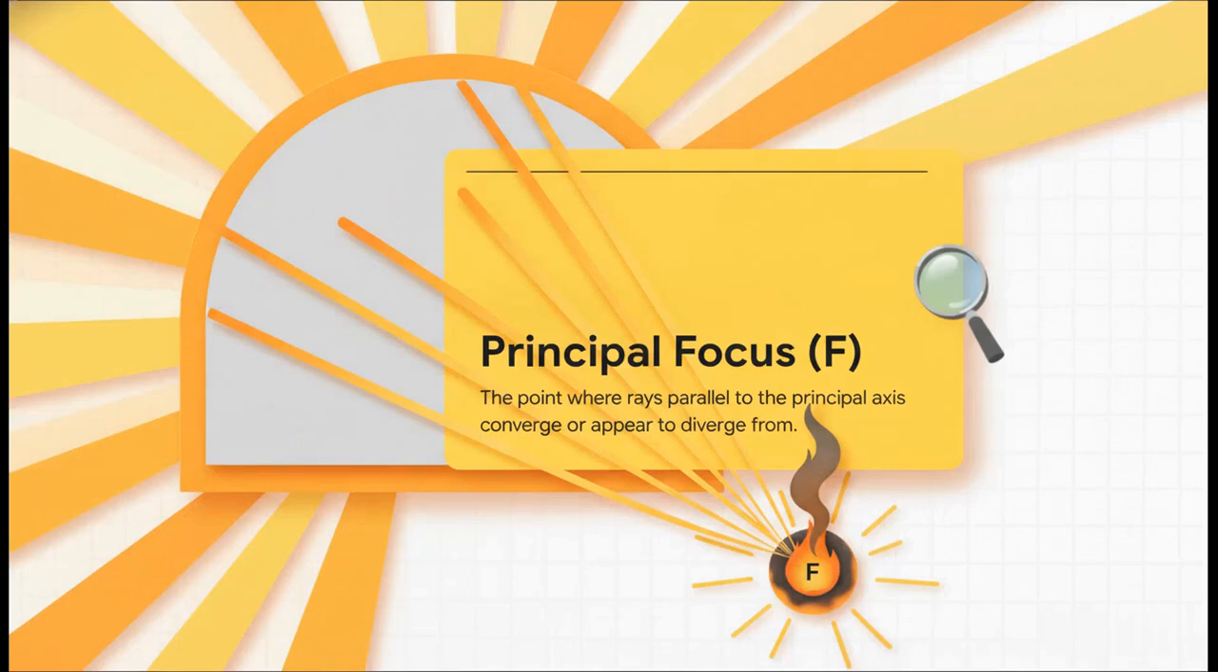Okay, the principal focus, or F. This is where the true magic happens. If you were to point a concave mirror directly at the sun, this is the exact spot where all that sunlight converges into a single, intensely hot point, a point that can literally burn a piece of paper. And the distance from our pole to this principal focus, that gives us our focal length.